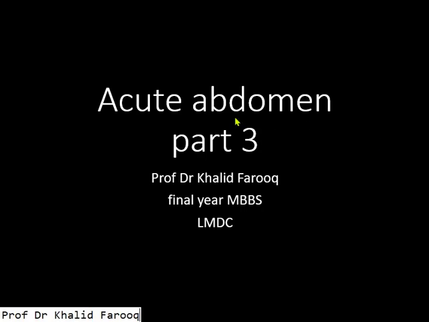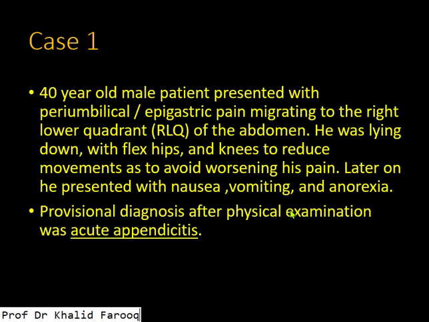We are discussing acute abdomen part 3. A 40 years old male patient presented with periumbilical or epigastric pain migrating to the right lower quadrant of the abdomen. He was lying down with flexed hips and knees to reduce movements so as to avoid worsening his pain. Later on, he presented with nausea, vomiting and anorexia. Provisional diagnosis after physical examination was acute appendicitis.